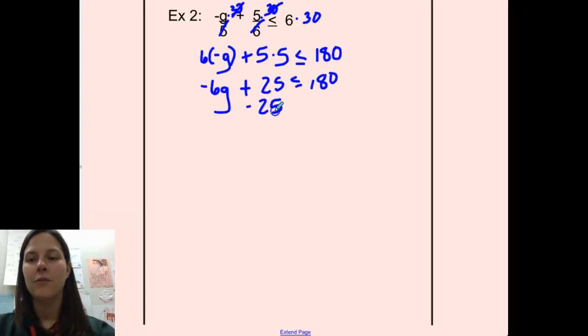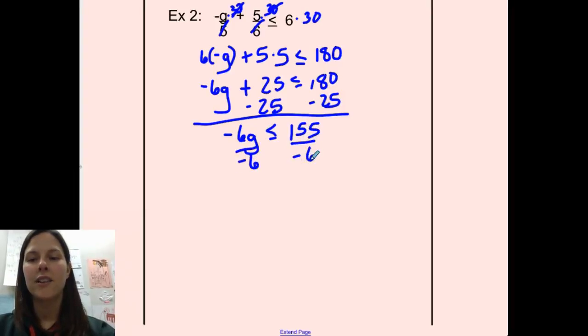6 times negative g is negative 6g, plus 5 times 5 is 25. Subtracting that 25 from both sides. Subtracting does not flip the inequality. Dividing both sides by negative 6 to solve for g. Dividing by a negative does flip the inequality. And negative 155 over 6 cannot be simplified.